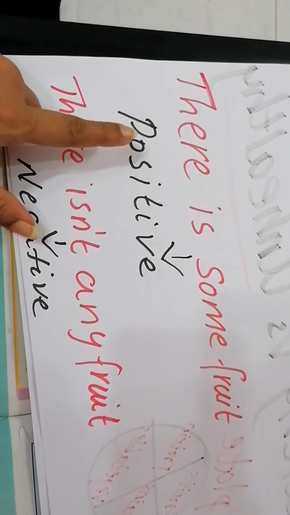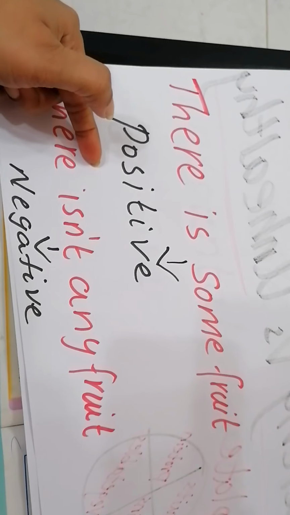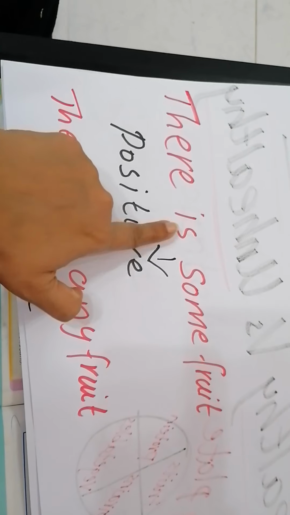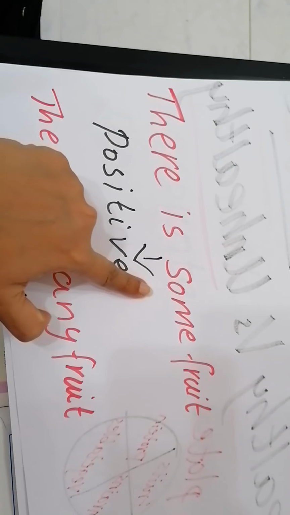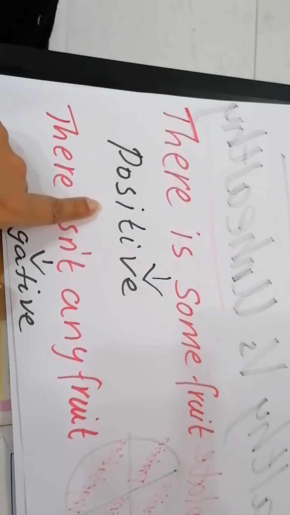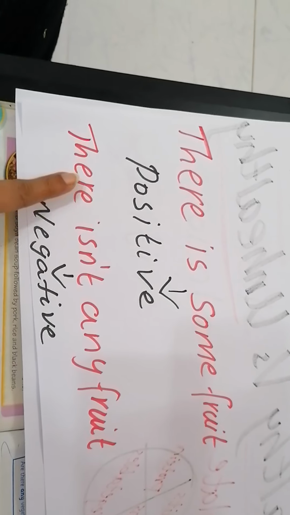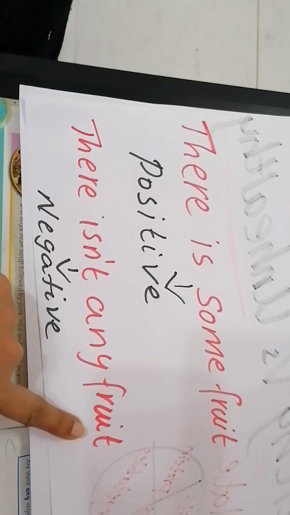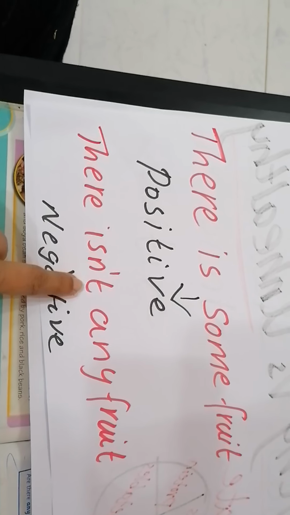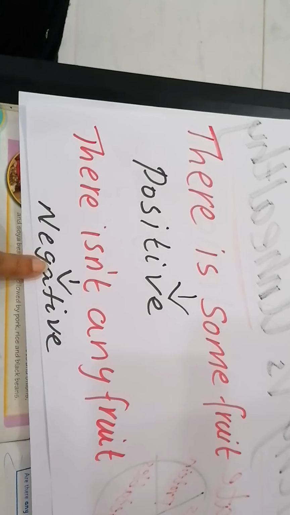See the example. There is some fruit. We can say this is a positive sentence. Positive sentence means in this sentence you cannot find any negative word like no, not, none, nowhere, no one, nobody, like that. So this is a positive sentence and we can use some in a positive sentence. And we can use any in a negative sentence. See the example. There isn't any fruit. Isn't, is not any fruit. So here is a negative word, not. So this is a negative sentence. And we can use any in a negative sentence.